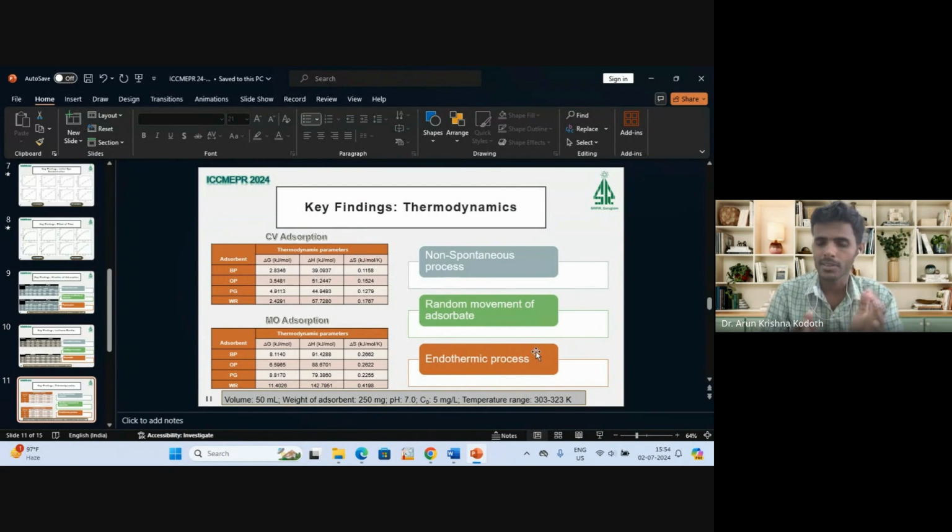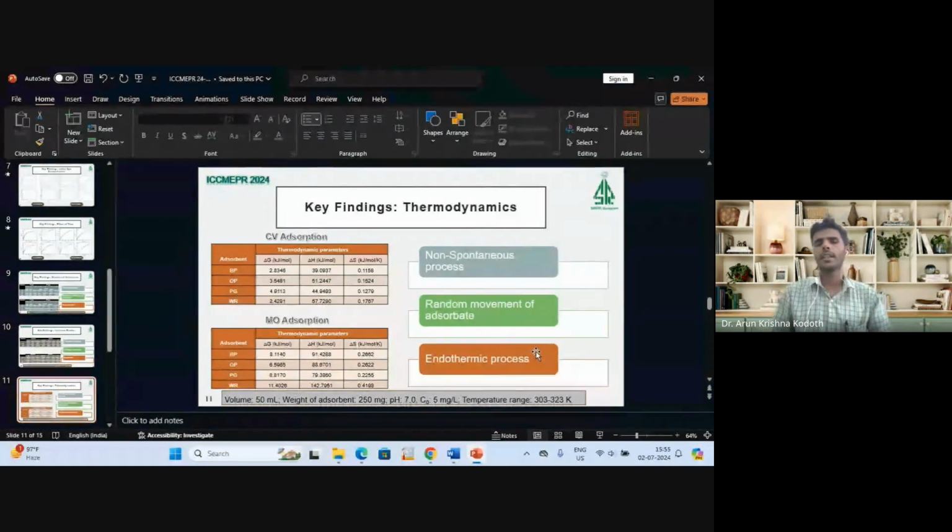Similarly, different temperatures have been employed for the study of this adsorption process, and we found that it is a non-spontaneous process, which is indicated by the positive value of the change in Gibbs free energy. And similarly, the positive value of delta H, the enthalpy value, indicates that it is an endothermic process. So adsorption makes use of some kind of energy for the process. As the temperature increases, there is not much change in the adsorption process, since there is a need of temperature for the adsorption also.